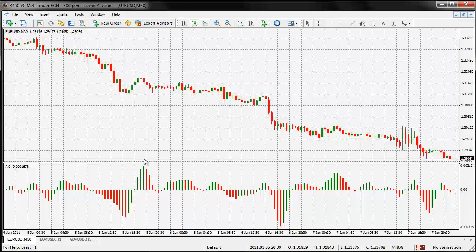Now long means if you think that the currency price is going to increase. Essentially what you're doing is that you'll be buying this particular currency pair, which is the euro versus the USD, and we're on the 30-minute time frame. So let's move on and find another buy signal.